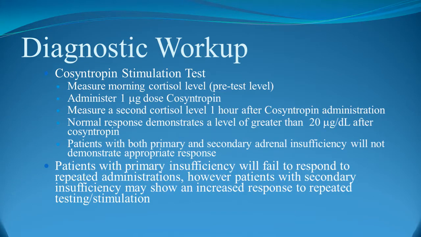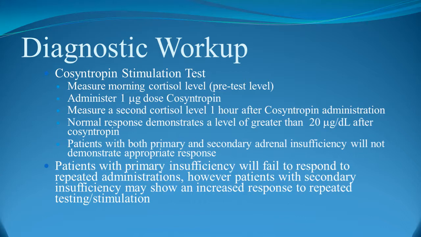Cosyntropin stimulation test: measure the morning cortisol level, the pre-test level, then administer a 1 microgram dose of cosyntropin. Measure a second cortisol level 1 hour after cosyntropin administration. Normal response demonstrates a level of greater than 20 micrograms after the cosyntropin. Patients with both primary and secondary adrenal insufficiency will not demonstrate an appropriate response.